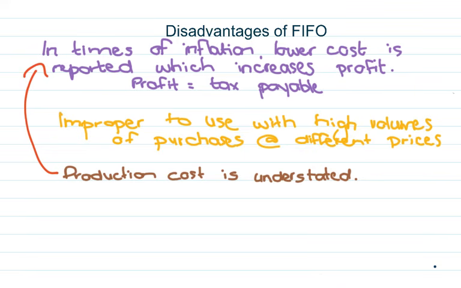Now, this is all you need to know about the first in, first out method. You must know what it means. What do we mean by first in, first out? You must know the advantages, you must know the disadvantages, and then, of course, the calculations. Now, when we look at the calculations, you must be able to calculate the cost of goods sold, so the cost of sales of the goods sold, and you must also be able to calculate the value of your closing inventory.